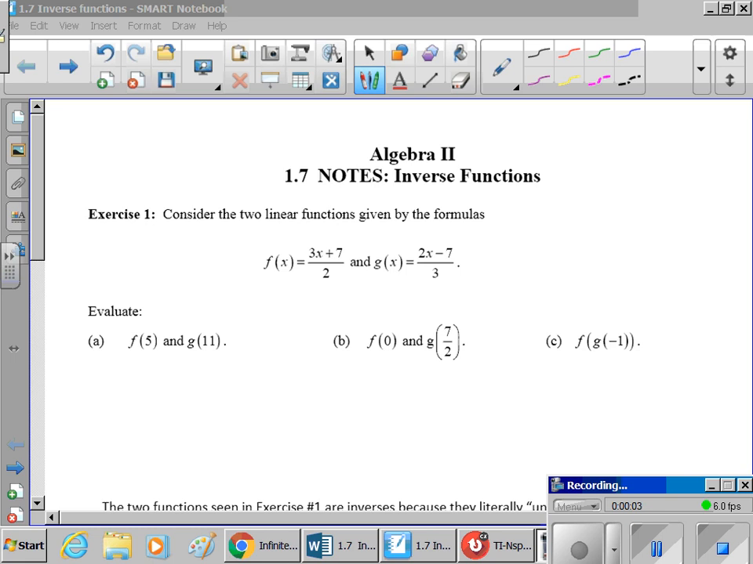Welcome back to Algebra 2, Lesson 1.7. We're talking about inverse functions. So we're going to consider the two linear functions given by the formulas f of x equals (3x plus 7) all divided by 2, and g of x equals (2x minus 7) all divided by 3. We're going to do some evaluation using the skills that we learned in the last couple lessons.